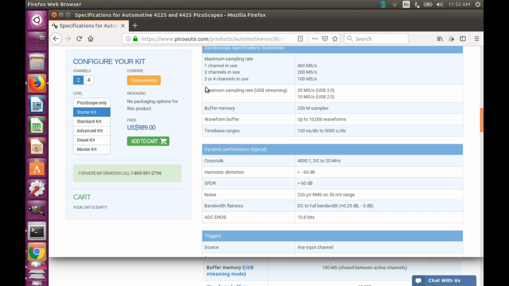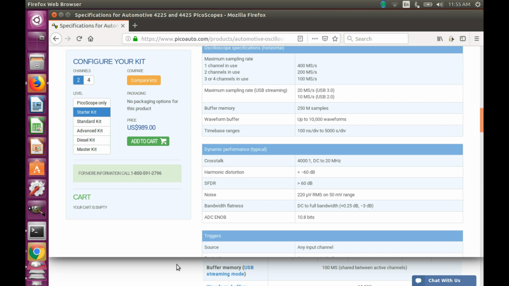Let's start with the sampling rate for the block mode for automotive picoscopes. The numbers are quite impressive. For one channel, they can be up to 400 megasamples per second. For two channels, up to 200. And for the 4-channel scope, with 3 or 4 channels in use, up to 100 megasamples per second. That will cover pretty much all the signals you can get in the automotive world except for the car Ethernet.